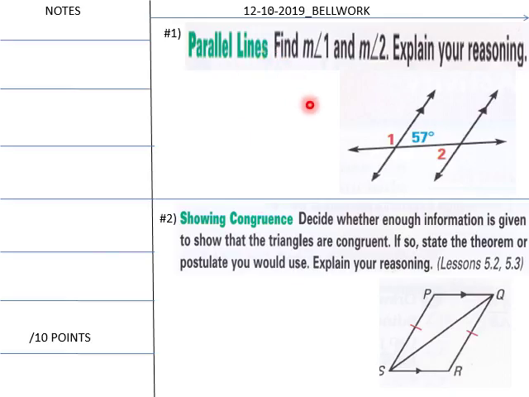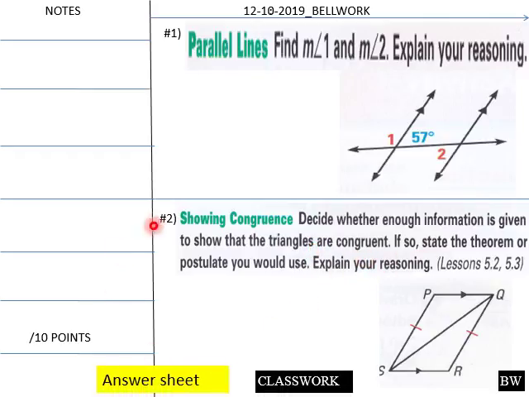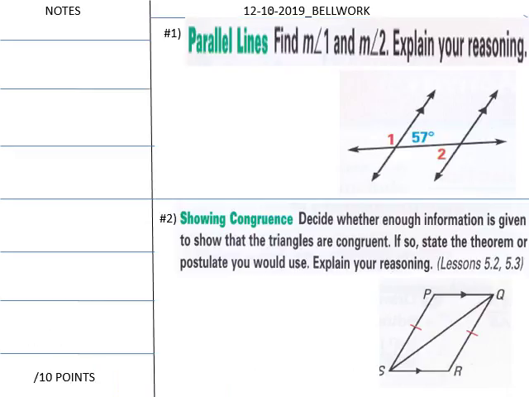Our bell work today, teachers, this is your bell work for your students. Parallel lines, measure of angle 1, measure of angle 2. Find the measure of angle 1 and the measure of angle 2 here. Explain your reasoning. Decide whether enough information is given to show that the triangles are congruent here. If so, state the theorem or postulate you would use. Explain your reasoning there, students. Teachers, give your students 5 minutes.